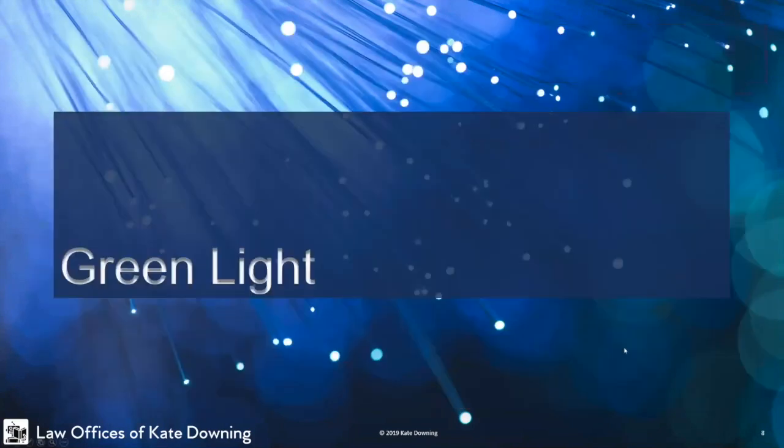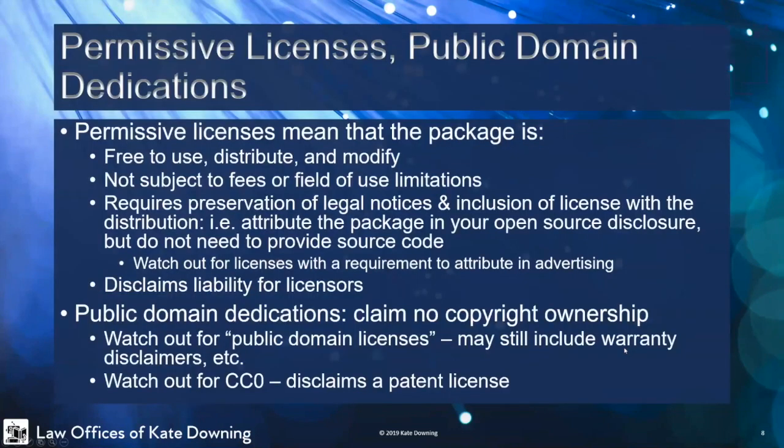Okay, so the green light category. This includes permissive licenses, and it includes public domain dedications. For permissive licenses, your only real obligation is to attribute the package. Somewhere in the documentation with the product, you would want to include the copyright notice as well as the licensing information for that package.